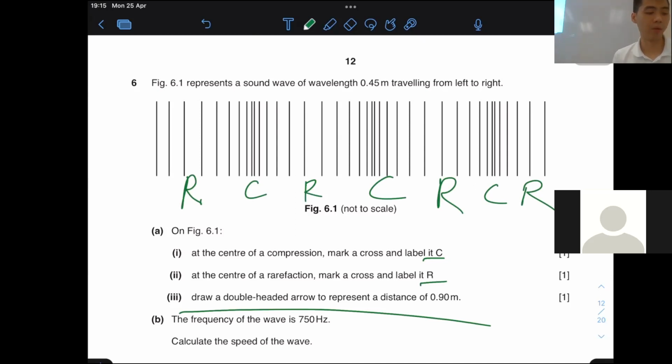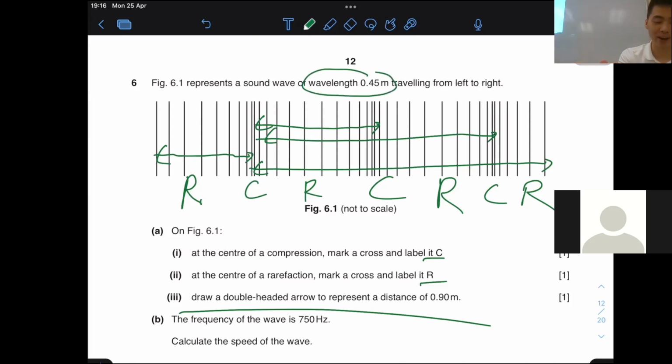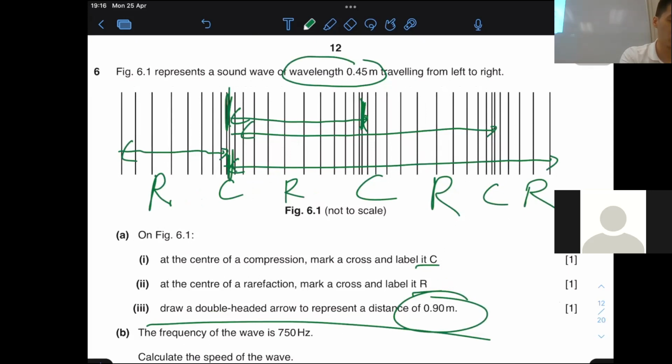Now after that, what about the double-headed arrow though? I give you a few options. Number one, is it here to here? Number two, is it here to here? Number three, is it here to here? Or number four, is it here all the way until it's here? Number 2. Good, it is number 2. Why? Because the wavelength is 0.45, right? Say here to here is one wavelength. But I want 0.9, which is 2 wavelengths. So it's going to be compression to compression instead, which is number 2.